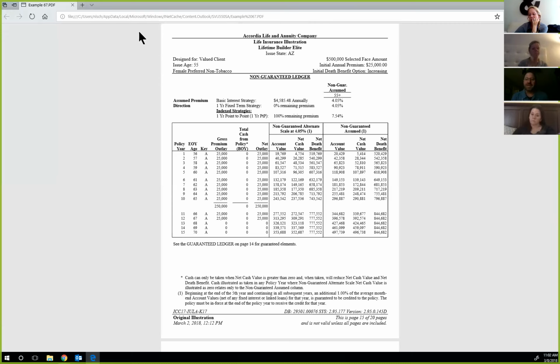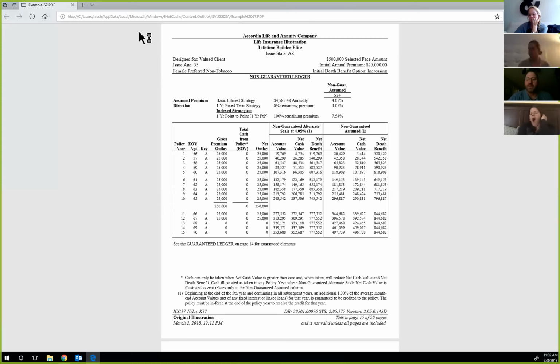This is going back to indexed life insurance. Okay, because remember, I vetted whole life, variable life, universal life, and each one has a place. Okay. What you see on your screen is an example of an indexed life insurance policy. Okay. And I've created this based on a female, 55 years old, preferred non-tobacco, because underwriting does matter.